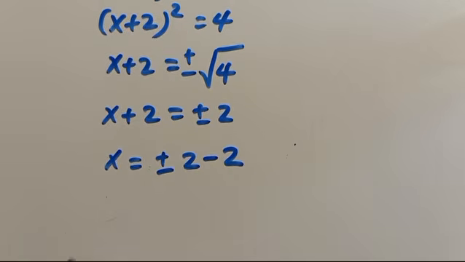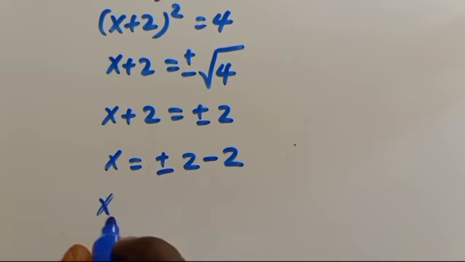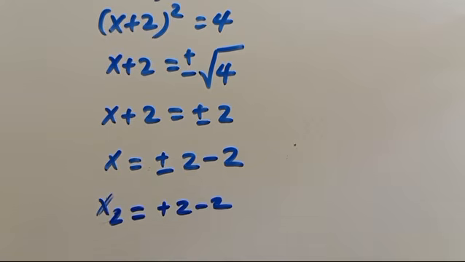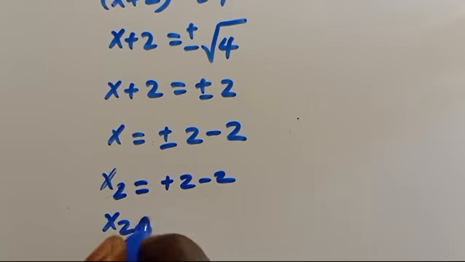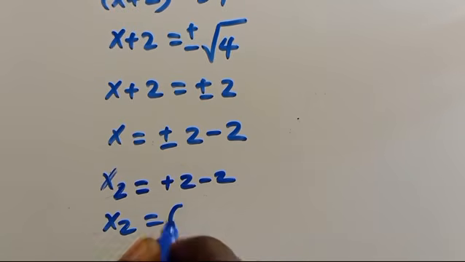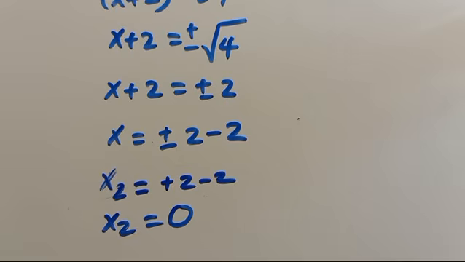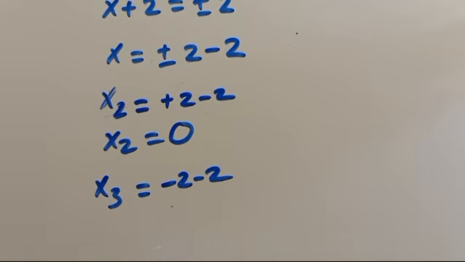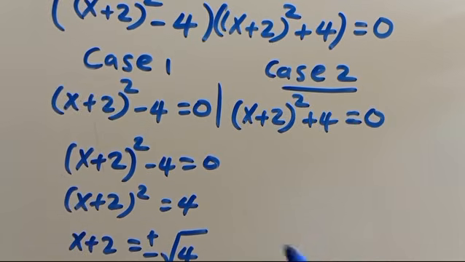So from here, we can have x2 to be equal to plus 2 minus 2, which will be 0. Then from here, x3 will be minus 2 minus 2. Then x3 will now be minus 4.